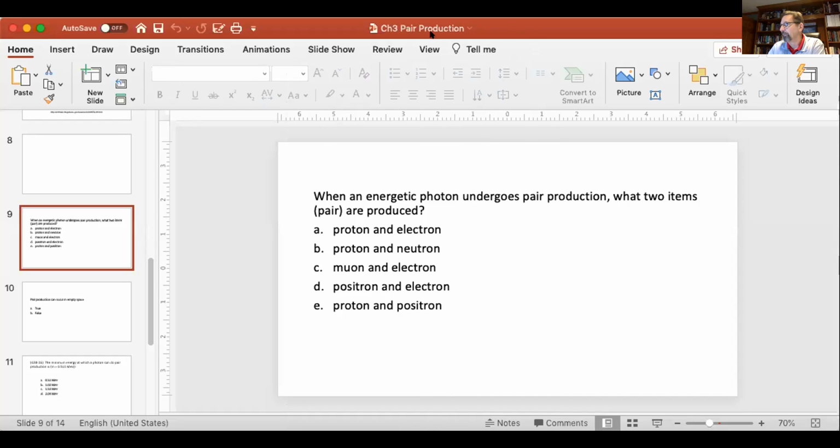And this is the big picture question, I guess. Energetic photon undergoes pair production. It interacts with matter in a way, and we'll talk about how in just a second. What gets produced?